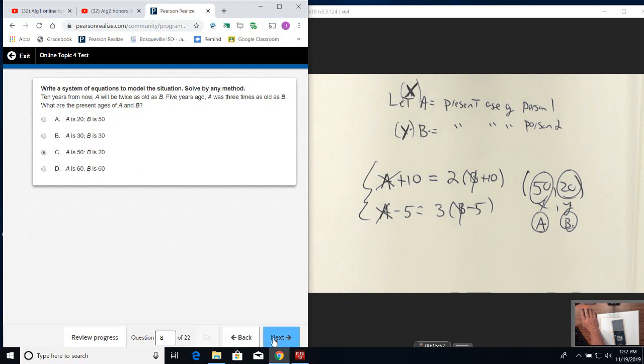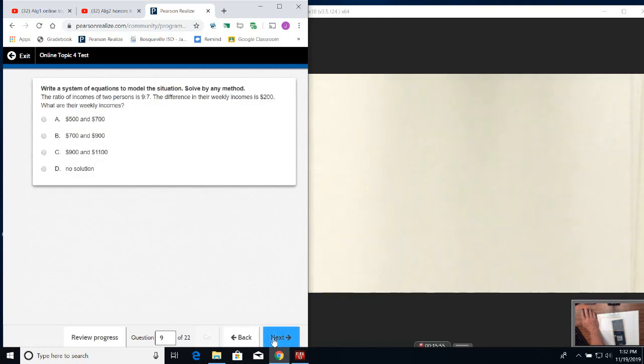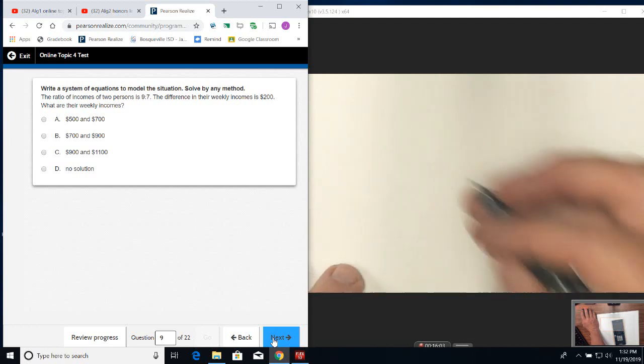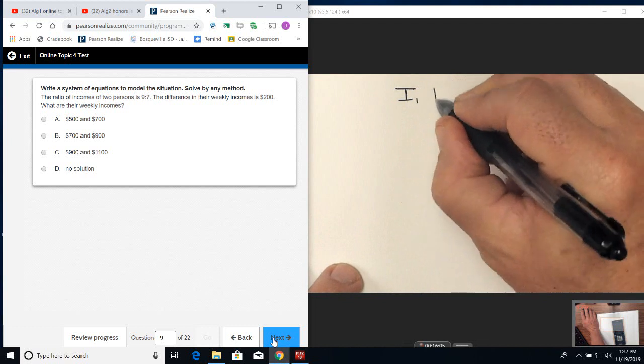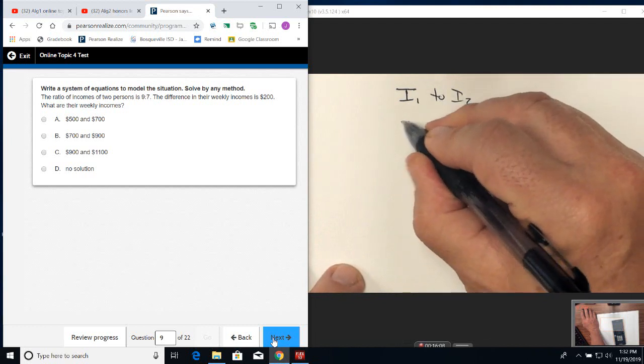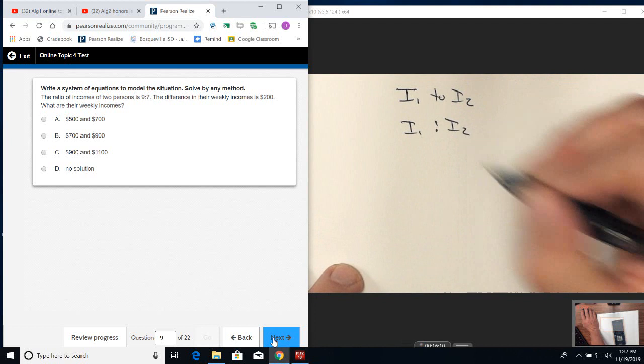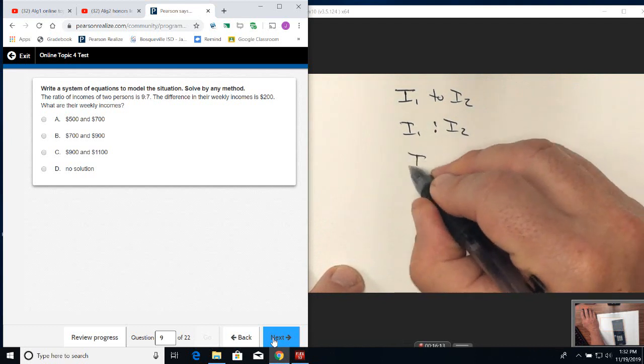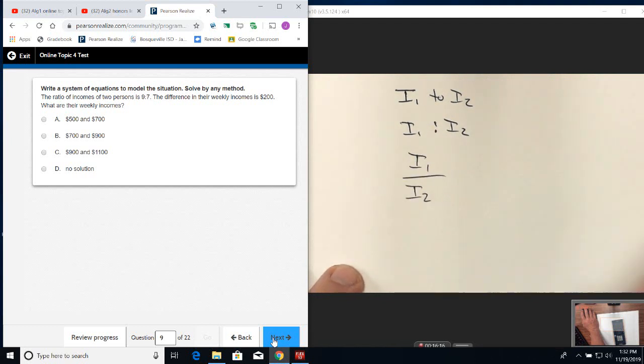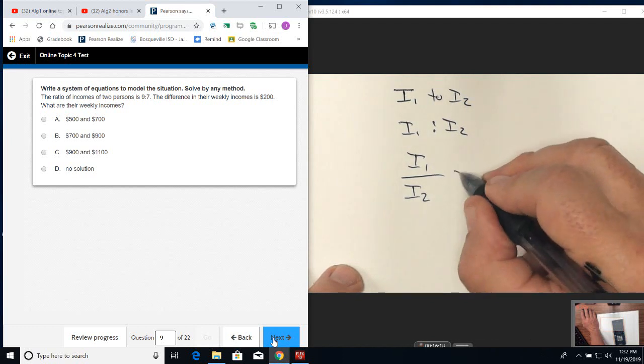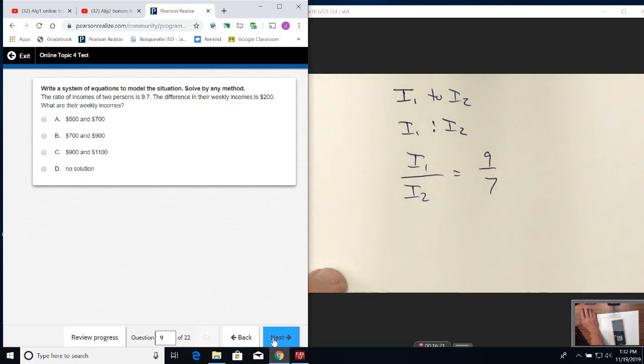You got it? So 9's kind of confusing too, so let me set up 9 for you so you don't miss it as well. The ratio of two persons' income, so that means the ratio of income 1 to income 2 is how you write ratios. Or another way of writing it is as a fraction. Income 1 is to income 2. And that's equal to what? 9 to 7. So who makes more money? Income of person 1 or income of person 2? Person 1 makes more money.